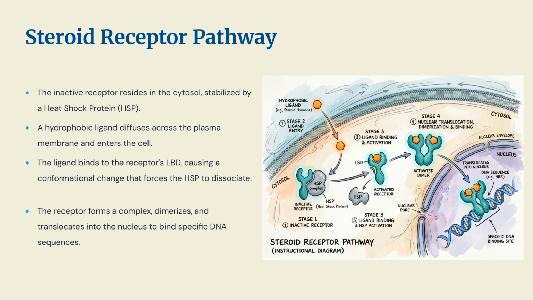In the steroid receptor pathway, a hydrophobic ligand diffuses into the cell and binds the receptor. This causes the heat shock protein to dissociate, allowing the receptor to dimerize, enter the nucleus, and bind to specific DNA sequences.